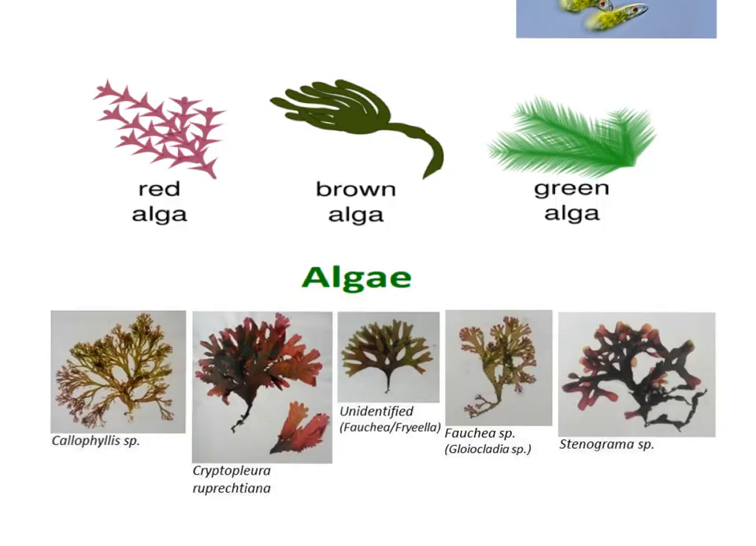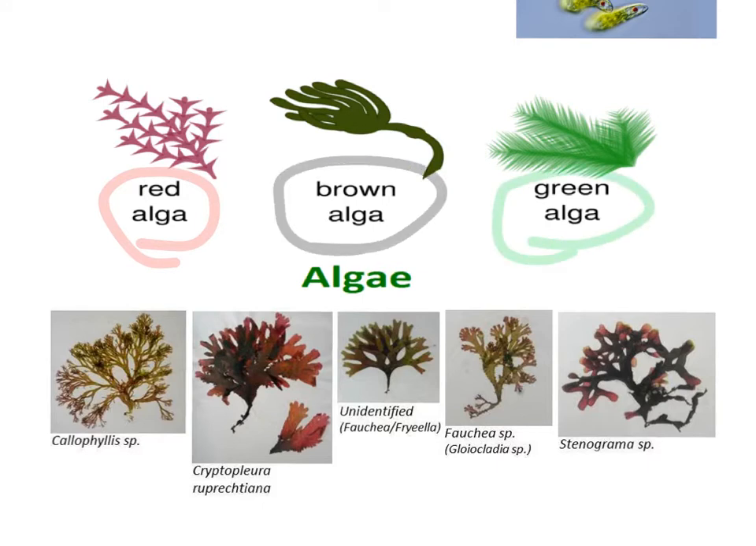Now, I mentioned that plant-like protists are algae. Well, some of the groups within plant-like protists are algae. We have red algae, brown algae, and green algae. Now, when you think of algae, this is generally what you're going to be thinking of. And there's a few differences between red algae, brown algae, and green algae.